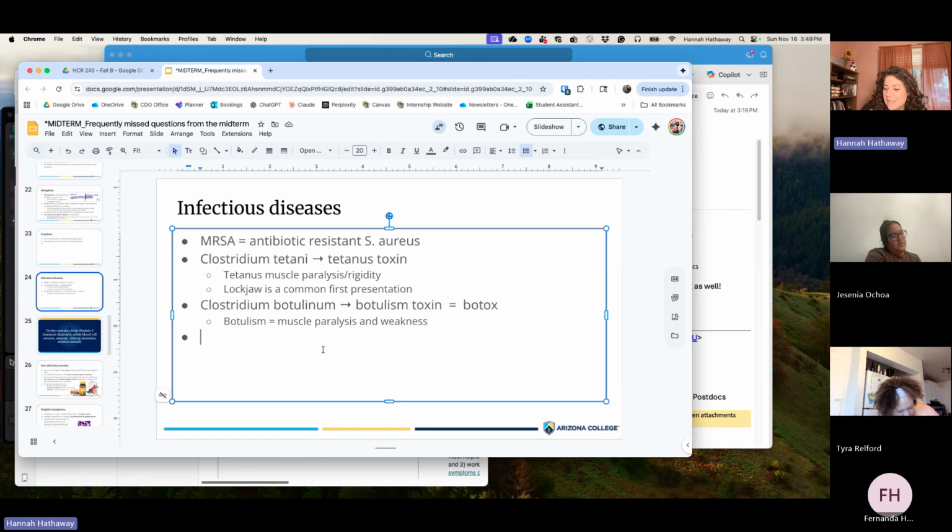And then one that's good to know: varicella virus causes chickenpox. And then later in life, if you have been exposed to varicella virus and you had chickenpox, that can cause shingles. That's the same virus, but it causes essentially two related but different diseases.